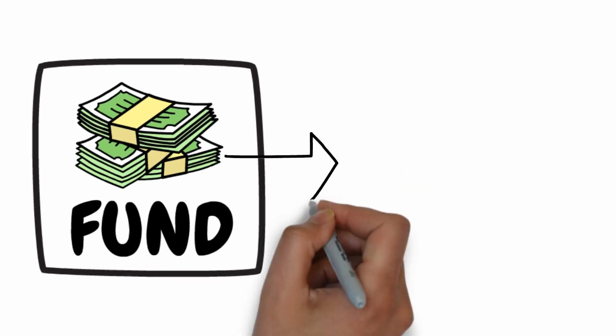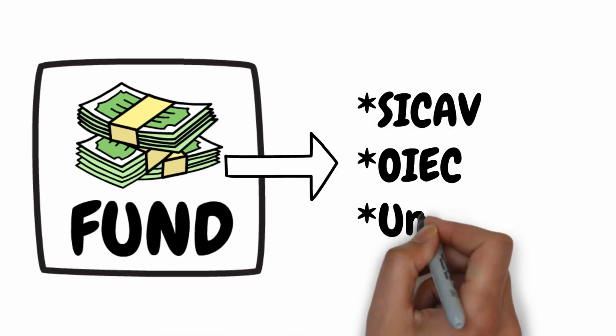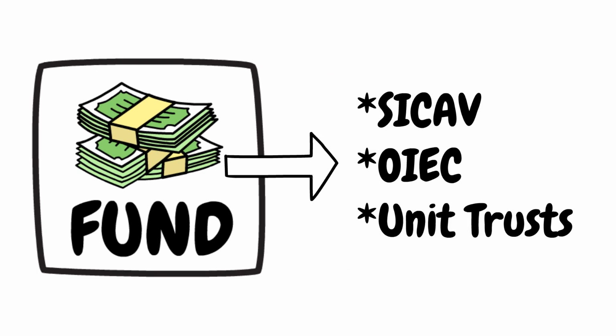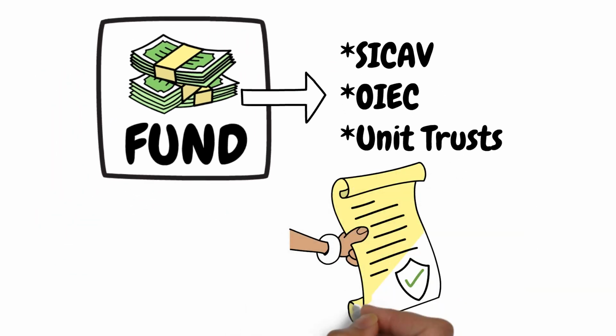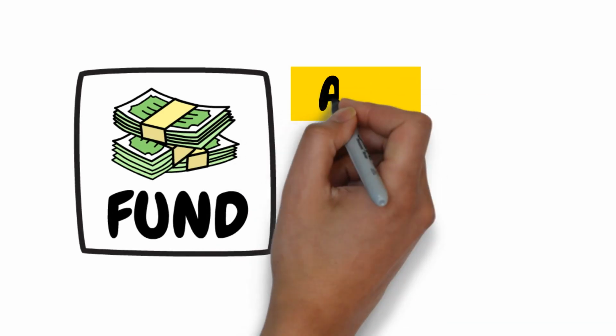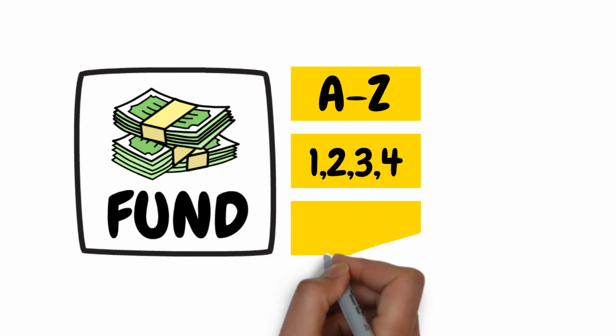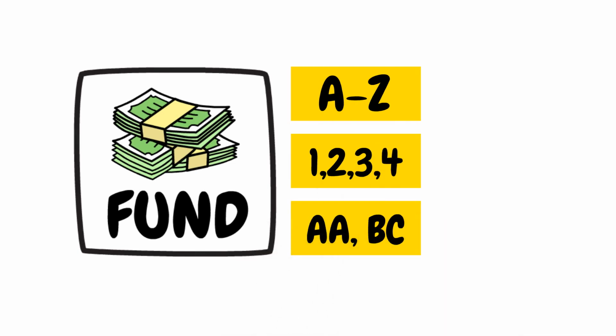Most funds you buy will either be SICAV, OEIC, or unit trusts. These are the legal structures of the funds and show how the fund has been set up. These shouldn't affect how the fund performs, and neither is necessarily better than the other. Many funds will have a class in their name. These can vary from A to Z, numbers, or even more than one number or letter.